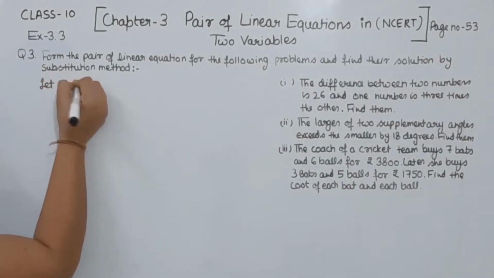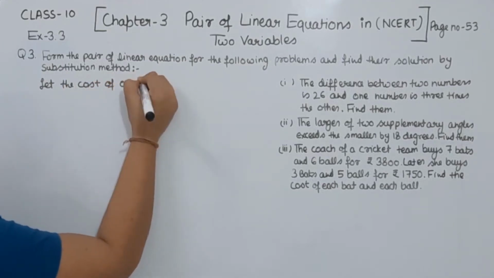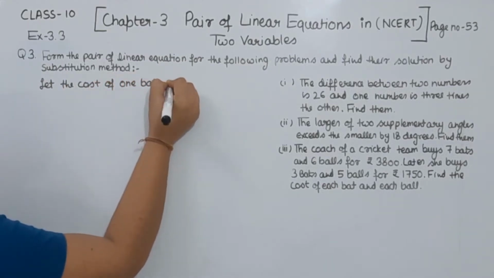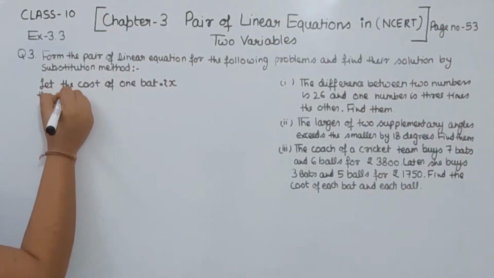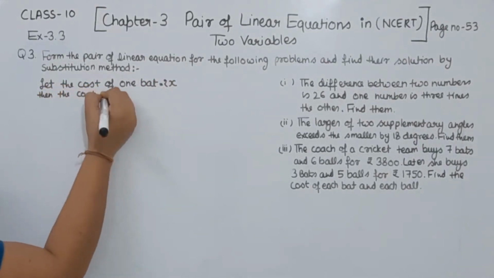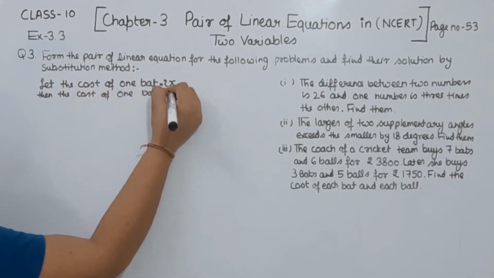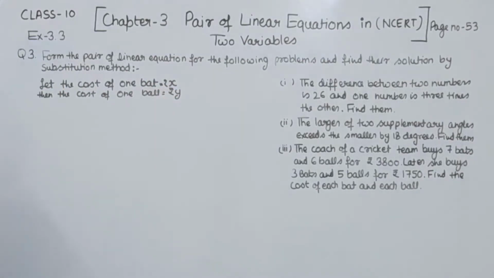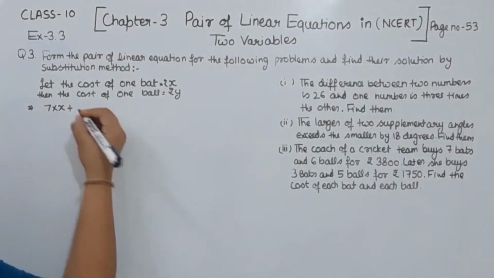Let the cost of one bat be rupees x. Then the cost of one ball is rupees y. Now as per these statements, the coach of a team buys 7 bats and 6 balls.